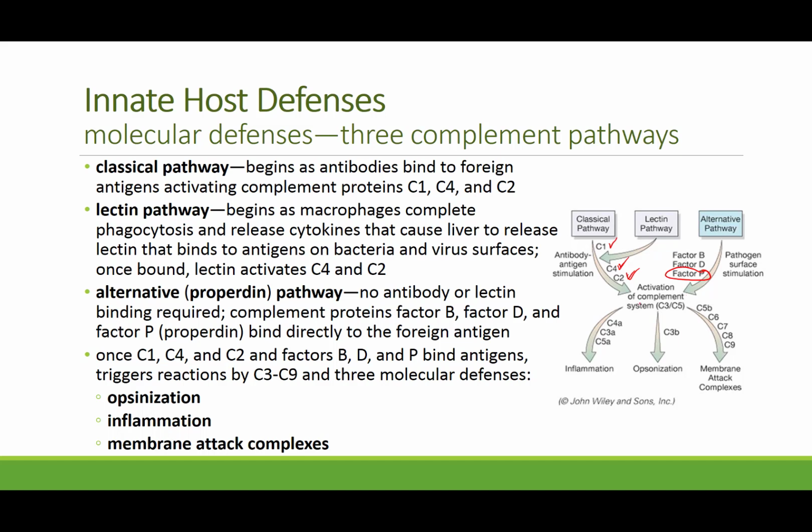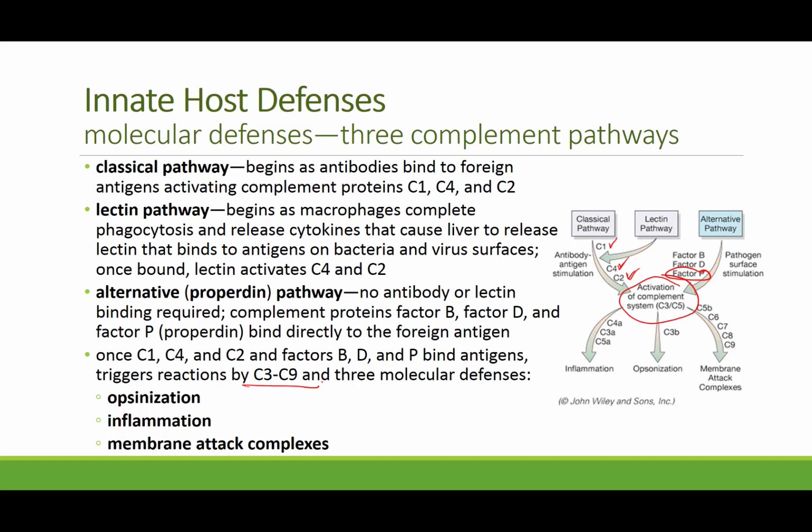So we have 3 ways to activate complement, but that's where we're trying to get to. If these 3 factors bind to the antigen, or if lectin gets made and we make C4 and then C2, or if we do the classical pathway that starts at C1 and then moves to C4 to C2, finally we get to the activation. So once C4 and C2 have been made, or B, D, and P bind to the antigen, then that triggers the reaction using complement protein C3 through C9.